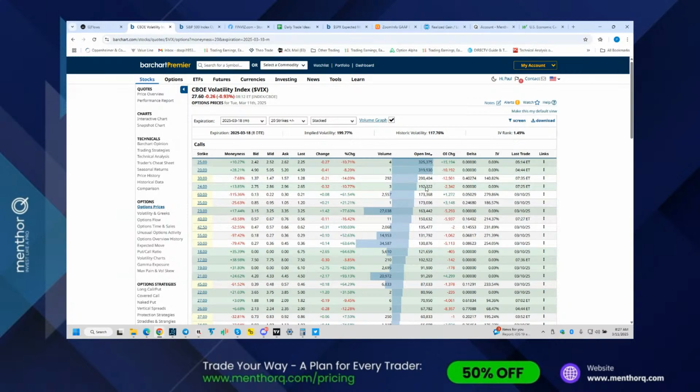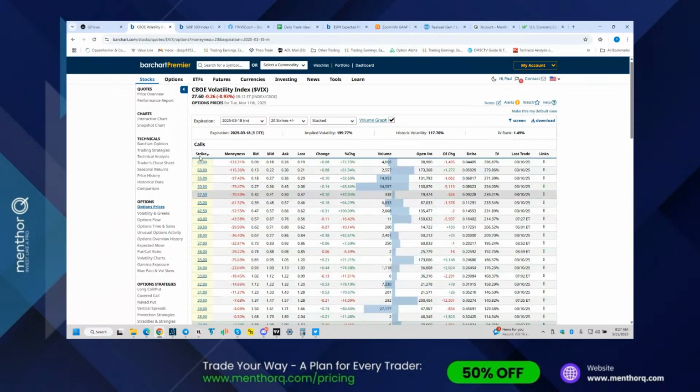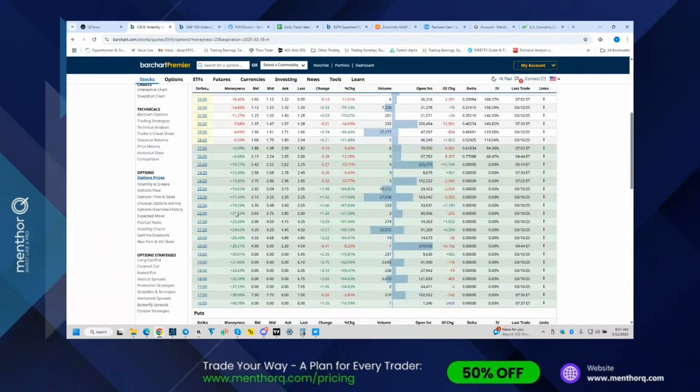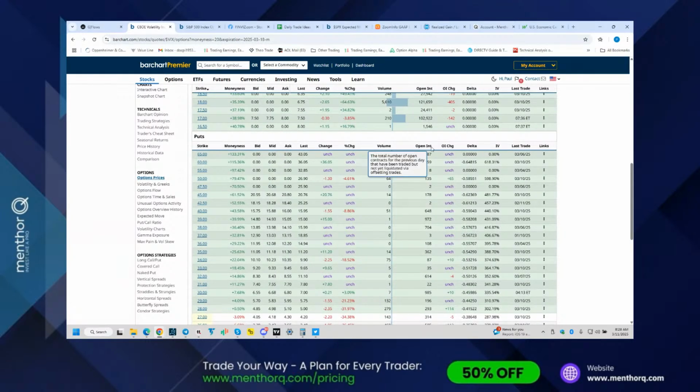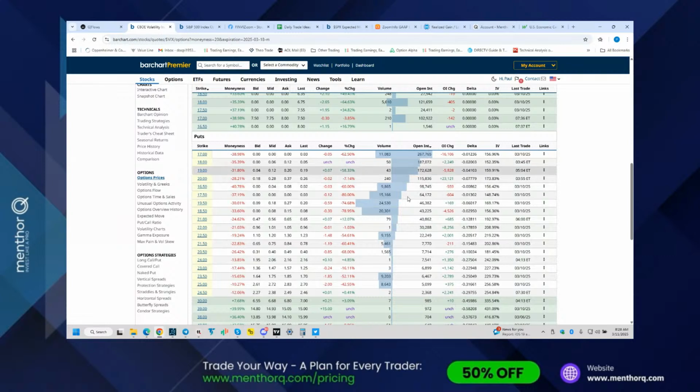If I order it by strike, you can see the large 24 is a large level, 23. So there are large levels all along the chain, with 20 being what we want to see. Ideally, if you're a bull, you'd love to see below 20. On the put side, there's not much.